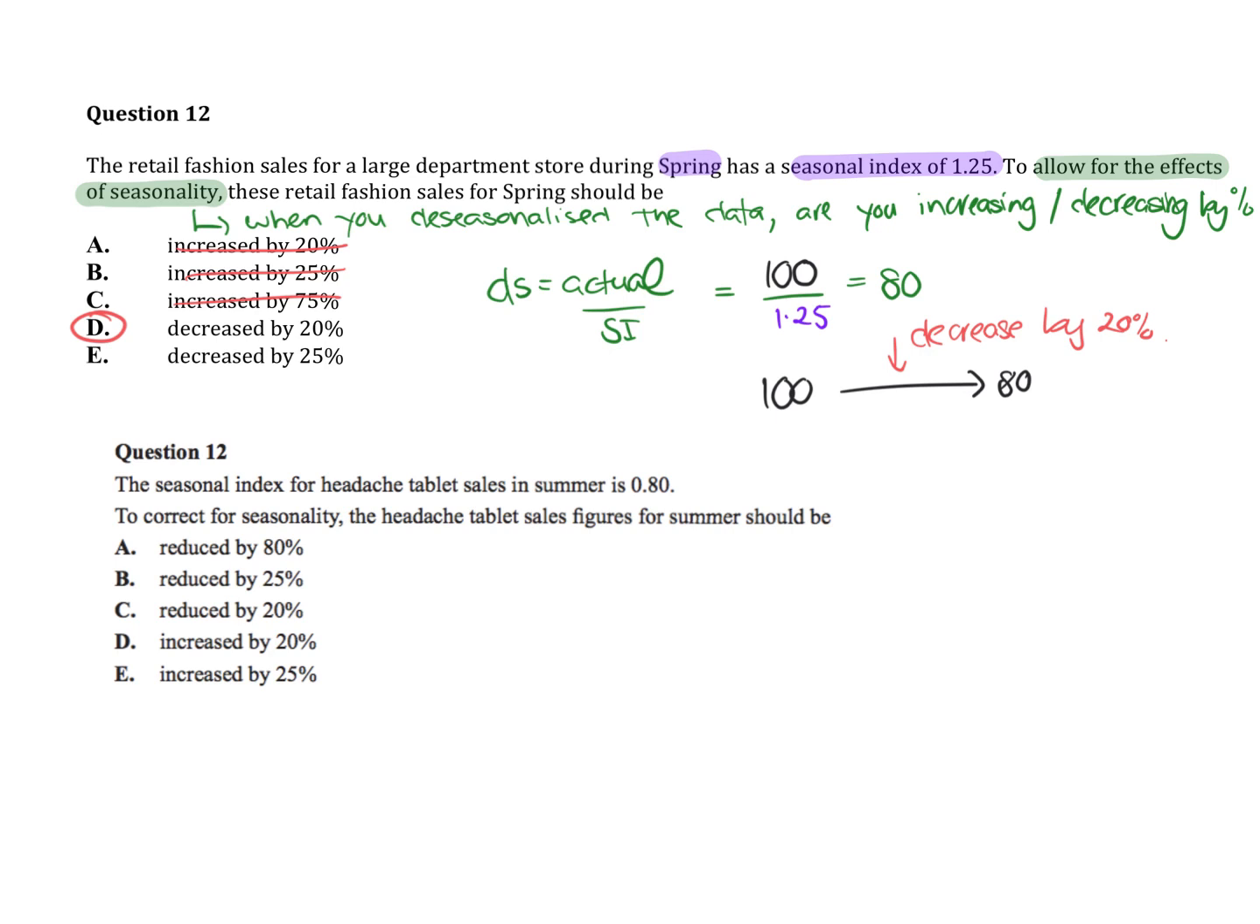It says the seasonal index for summer is 0.8. So you can see they give me summer's seasonal index. And then it says to correct for seasonality. So this is another way of saying when you deseasonalize. They could use correct for seasonality, or they could say allow the effects of seasonality when you deseasonalize. I'm just going to say what happens, yeah? So that's what that means, okay?